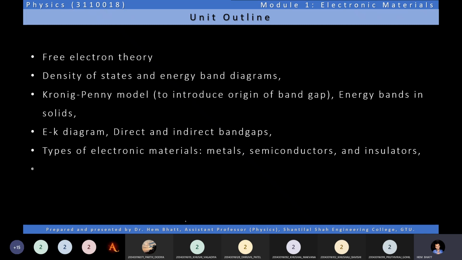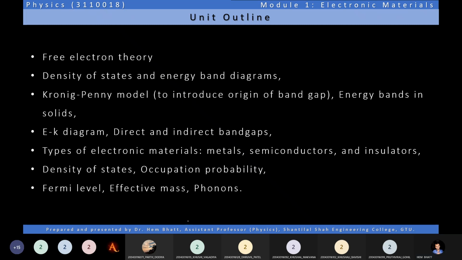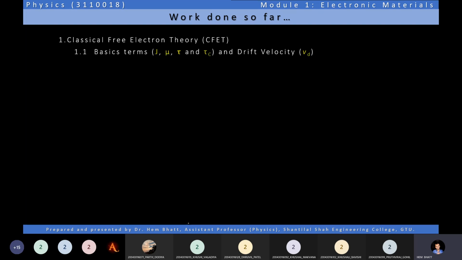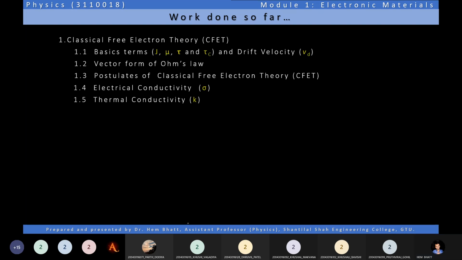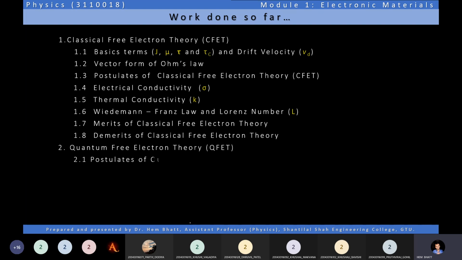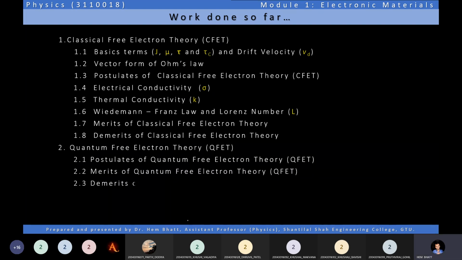These are the topics included in the first unit, and how much we have done so far. Classical free electron theory we started with, and these are the topics covered. We saw the contribution of classical free electron theory, the equations given by it, merits and demerits, and then the same things we saw for quantum free electron theory also: postulates, merits and demerits.